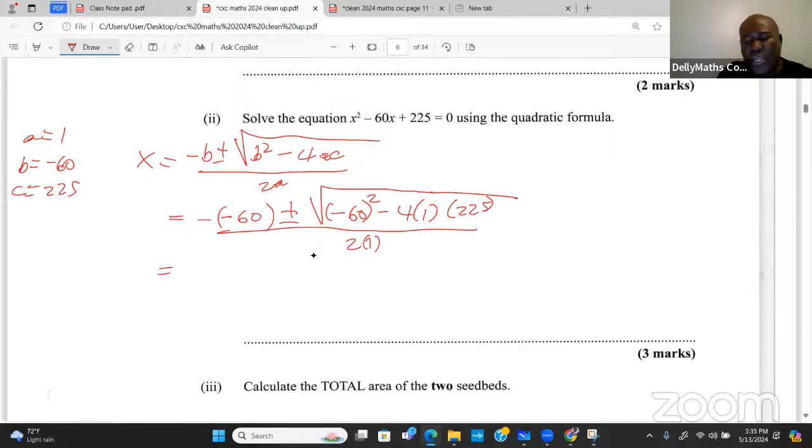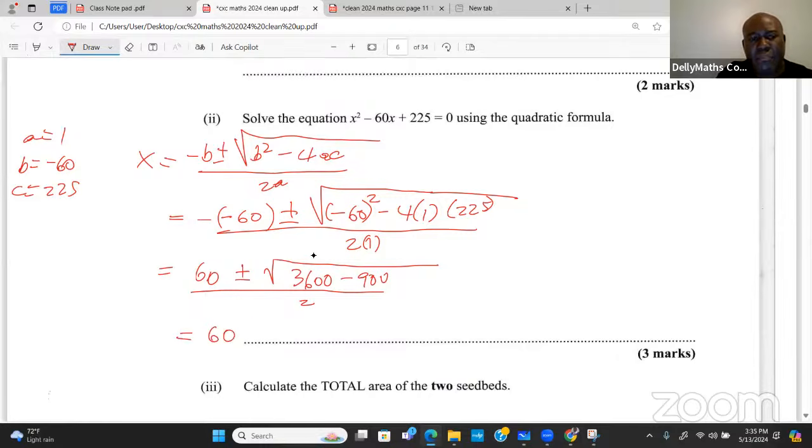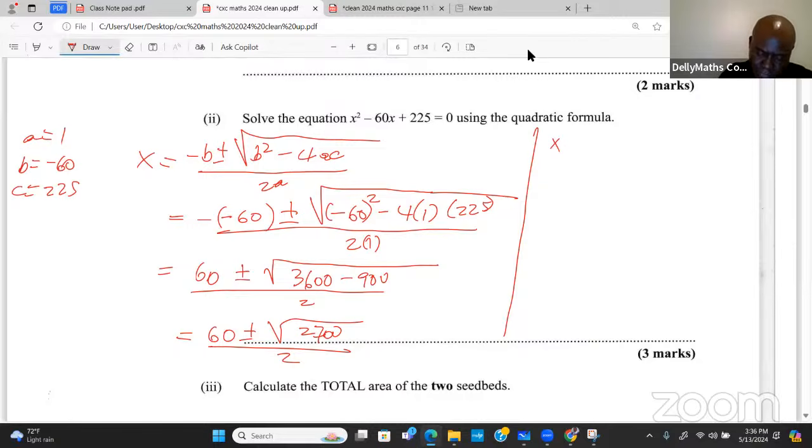Let's go again. When the two negatives clash out there, we're actually looking at positive 60 plus or minus the square root of 3,600 here, minus 900 here, all over 2. Let's keep going. We're looking at 60 plus or minus the square root of 2,700 all over 2. All right, let me double check that number there. 3,600 minus 900, yeah, it's good, 2,700. All right, so we're almost there. We're almost finding x now. So let us find the square root of 2,700.